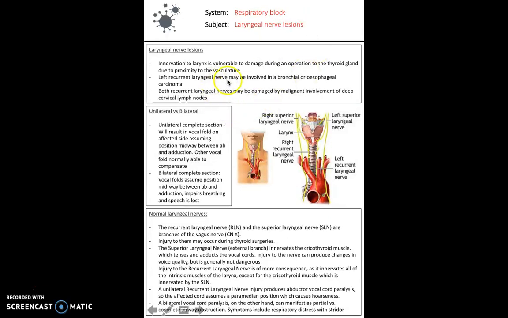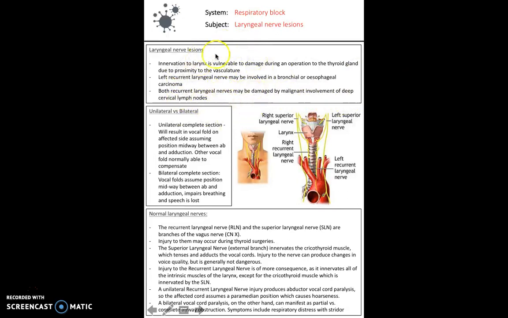In terms of nerve lesions, why is it so common to get a nerve lesion of the larynx? Well, it's because it's quite vulnerable to damage, especially when you're having an operation on your thyroid gland, because it's so proximal in terms of its vasculature. The left recurrent laryngeal nerve may be involved in a bronchial or esophageal carcinoma, or both recurrent laryngeal nerves may be damaged by a malignant involvement of deep cervical lymph nodes.